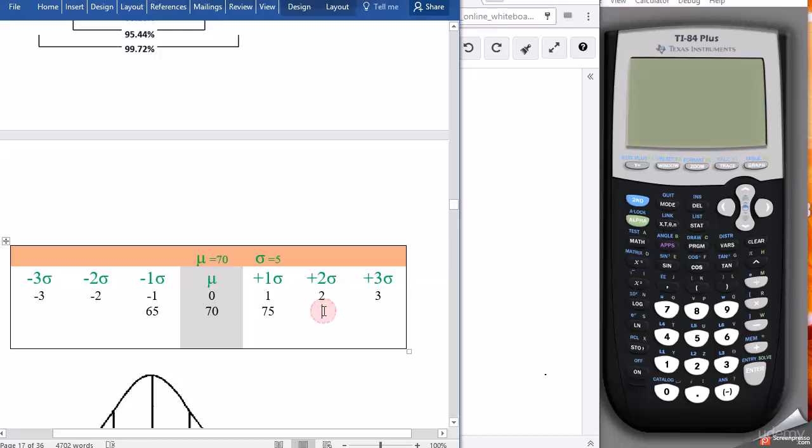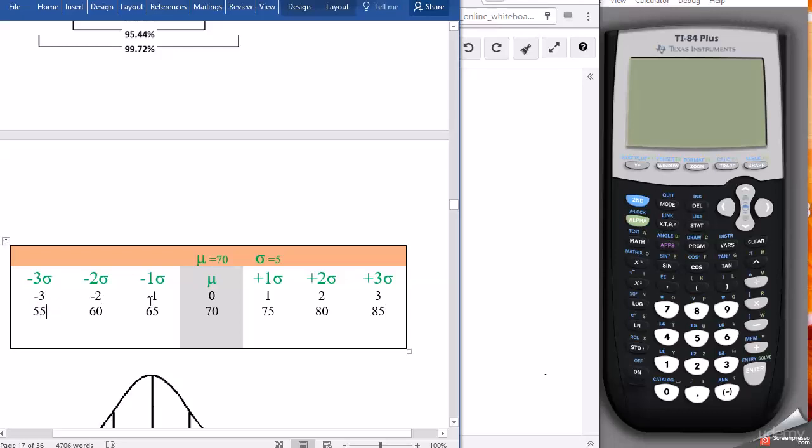So 2 standard deviations above the mean will be 80, because we are adding 2 standard deviations, which is 10. Then 2 standard deviations below the mean will be 60, so you're subtracting 2 standard deviations of 10. Then 3 standard deviations above the mean will be 85, and below is going to be 55.